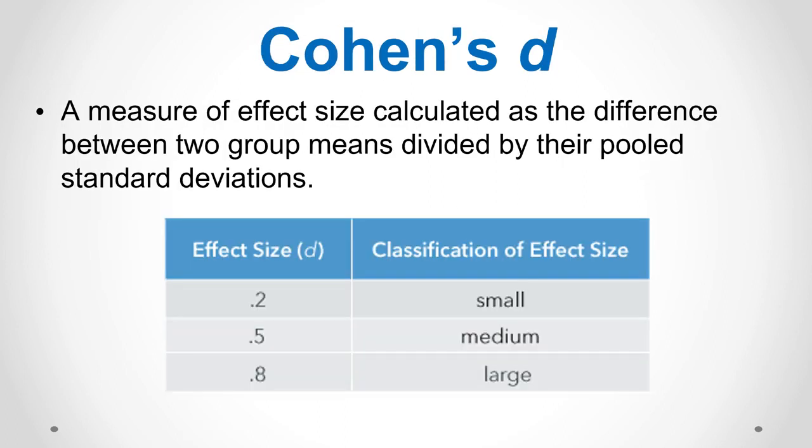We use Cohen's d as a standardized measure of effect size. Here is a chart to help you determine the magnitude of an effect. An effect size d equal to 0.2 is considered a small effect. An effect size d equal to 0.5 is considered a medium effect. And an effect size d equal to 0.8 is considered a large effect.